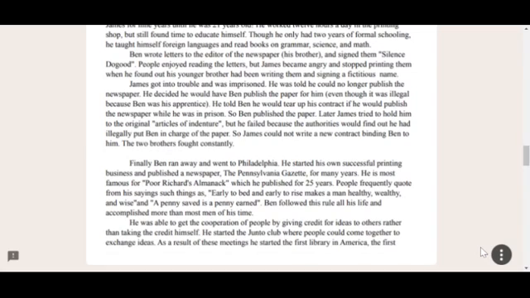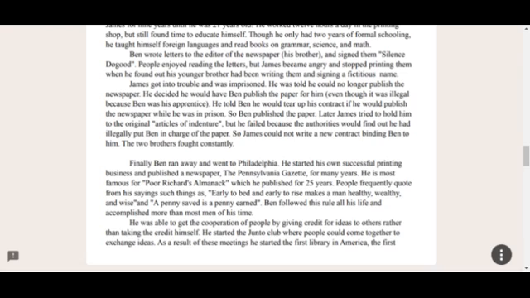James got into trouble and was imprisoned. He was told he could no longer publish the newspaper. He decided he would have Ben publish the paper for him, even though it was illegal because Ben was his apprentice. He told Ben he would tear up his contract if he would publish the newspaper while he was in prison. So Ben published the paper.